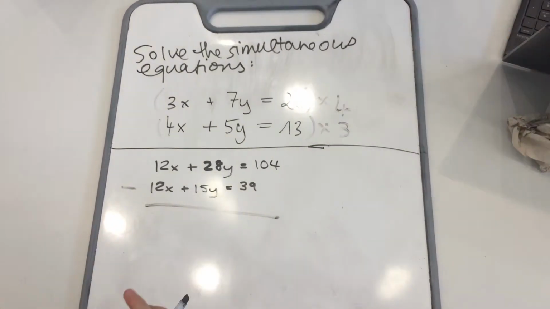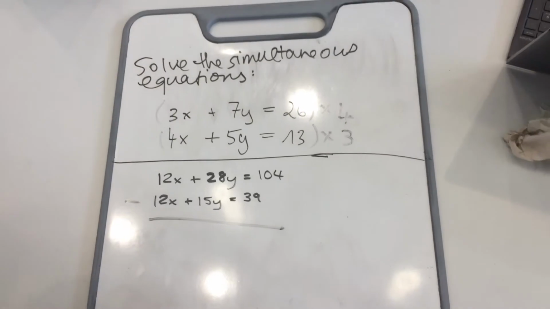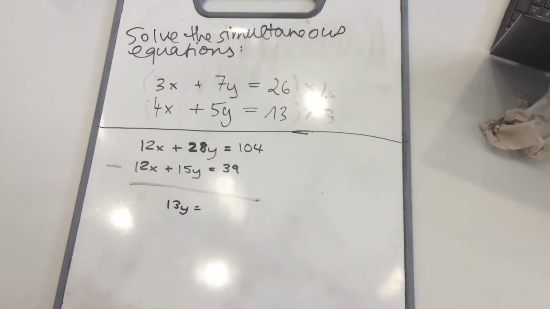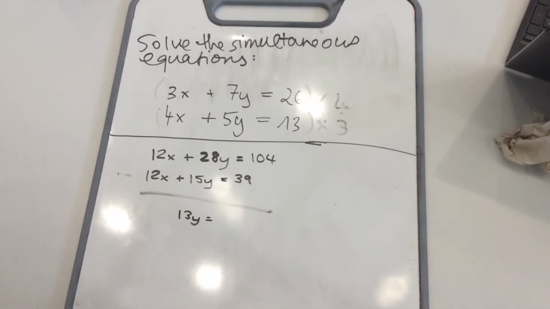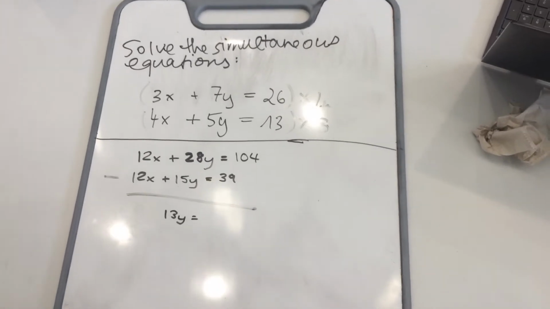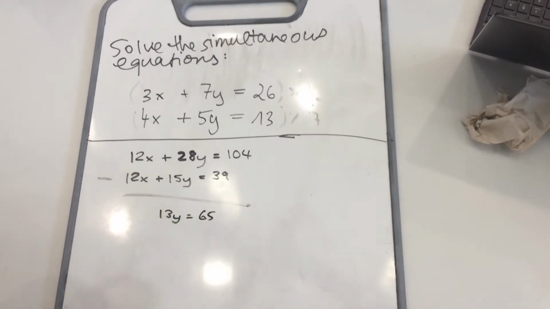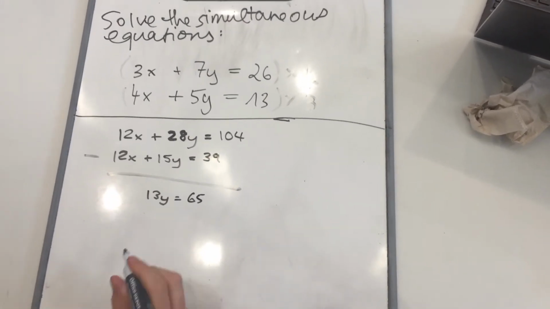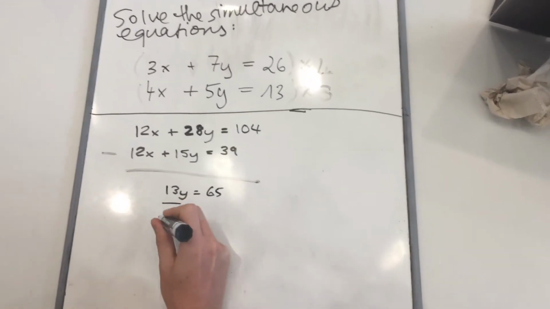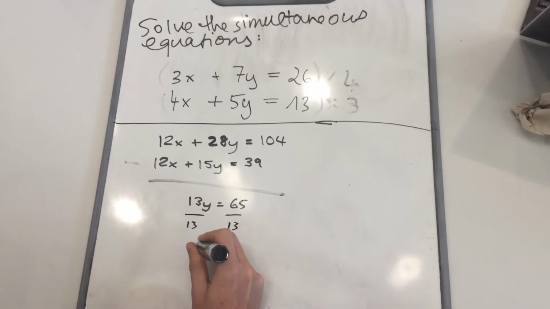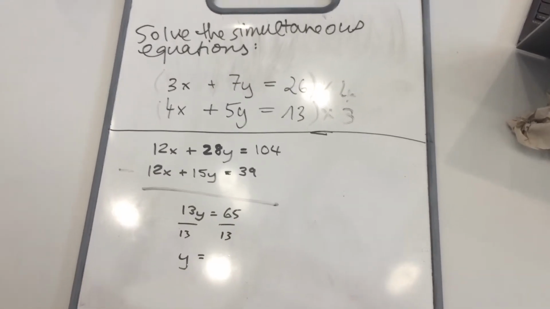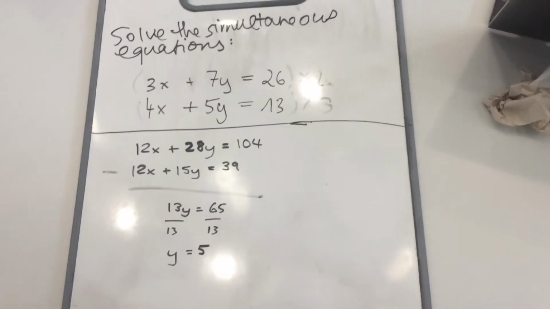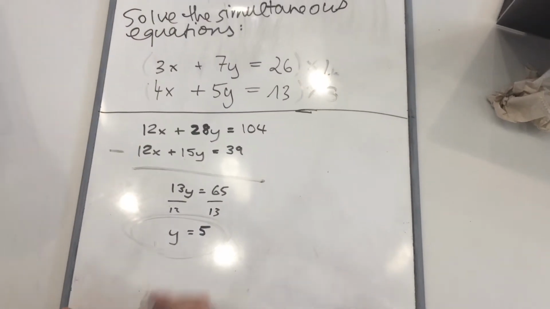So, in this case, 28y minus 15y equals 13y. And that's going to equal 104 minus 39, which equals 65. That's correct. So, 13y is 65. So now what we need to do is divide these two numbers by 13. When we do that, we will get y, which will equal the special number 5. So now we know y is 5.